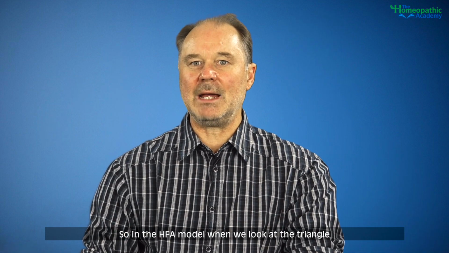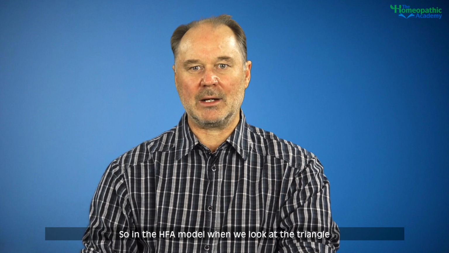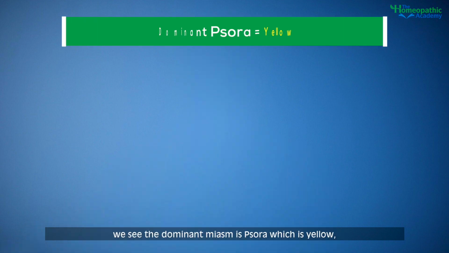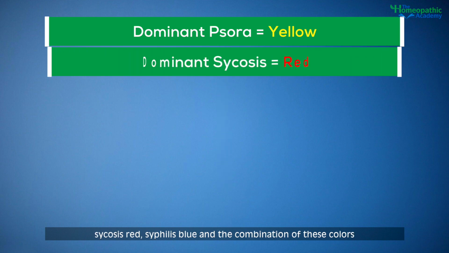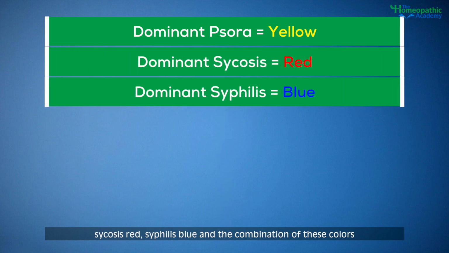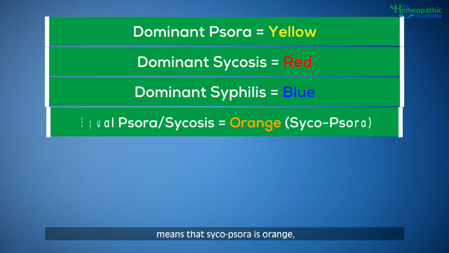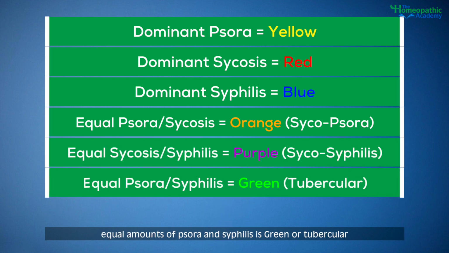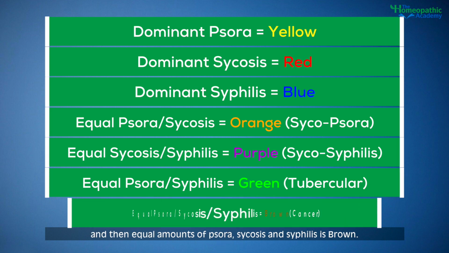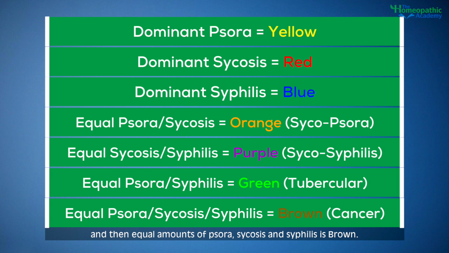So in the HFA model, when we look at the triangle, we see the dominant miasm is Psora, which is yellow, psychosis red, syphilis blue, and the combination of these colours means that psychopsora is orange, psychosyphilis is purple, equal amounts of Psora and syphilis is green or tubercular, and then equal amounts of Psora, psychosis and syphilis is brown.